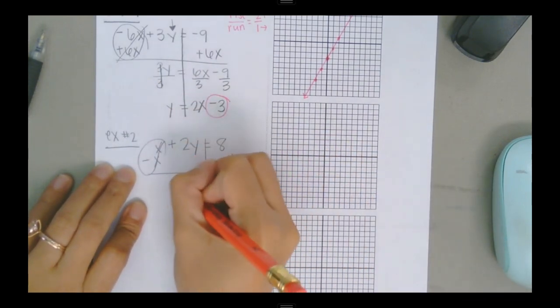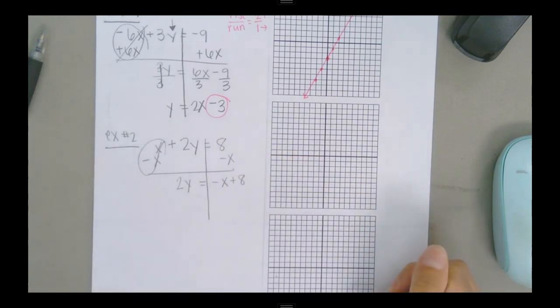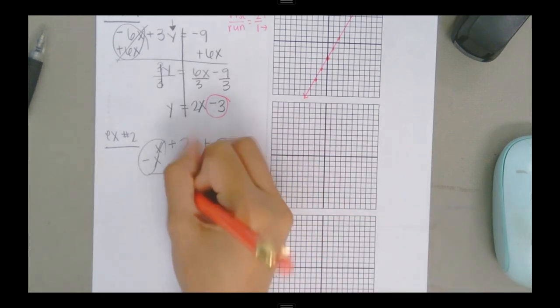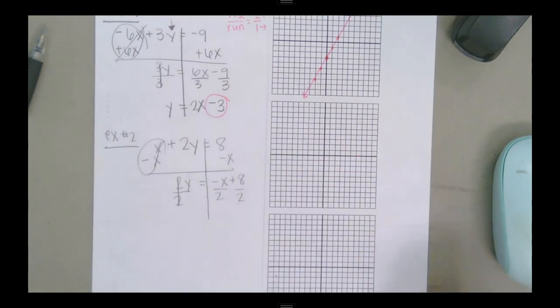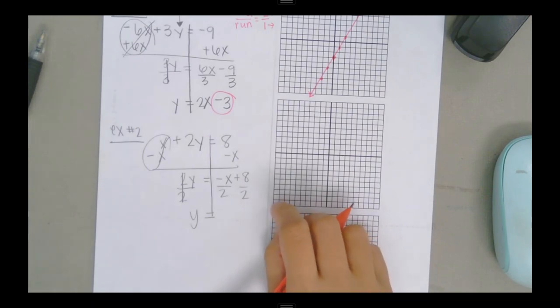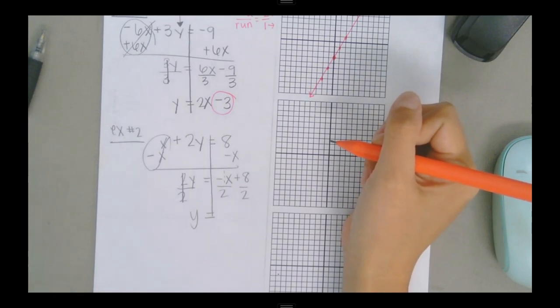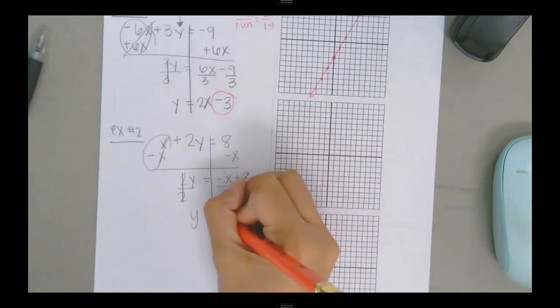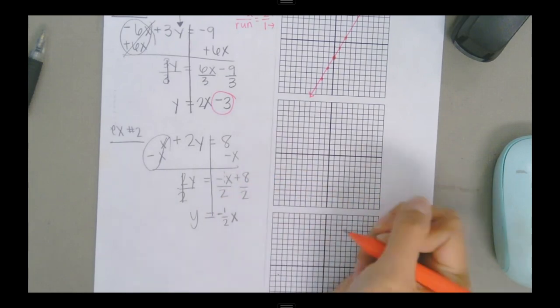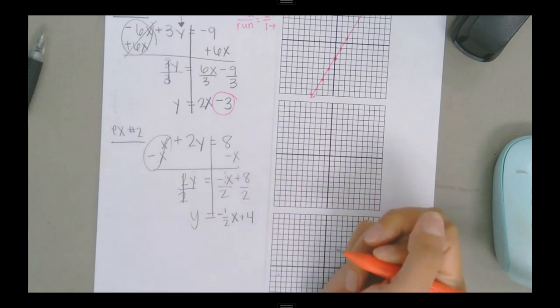So I'm left with 2y equals negative x plus 8. And then I need to get rid of the 2, and it's multiplying. So to do the opposite, I'm going to divide by 2. So I'm left with y equals. Now, for this negative x divided by 2, I need you to remember that there is an imaginary 1 behind or in front of that x. So this would become negative 1/2 x. And then 8 divided by 2 would give me a positive 4.